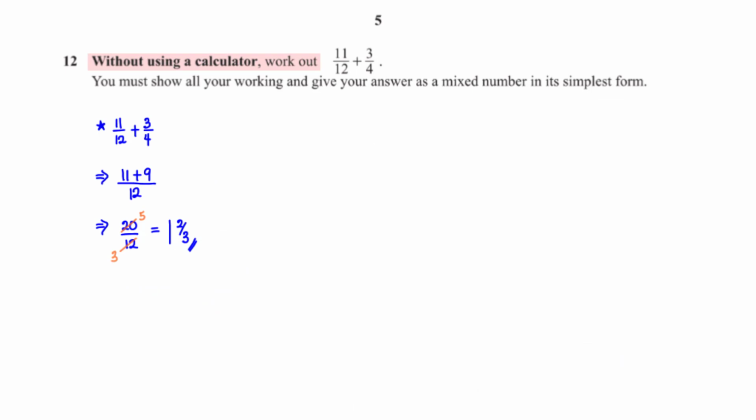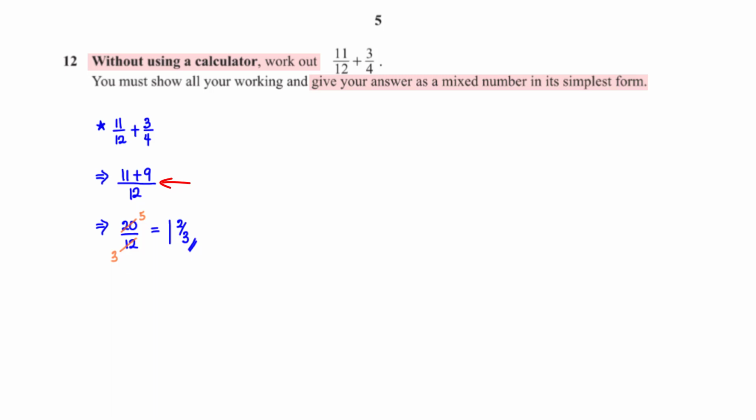Without using a calculator, work out 11/12 + 3/4. You must show all your working and give your answer as a mixed number in its simplest form. The LCM of 12 and 4 is 12. For 11/12, since we multiply 12 by 1 to get the LCM, we also need to multiply 11 by 1, which gives us 11.